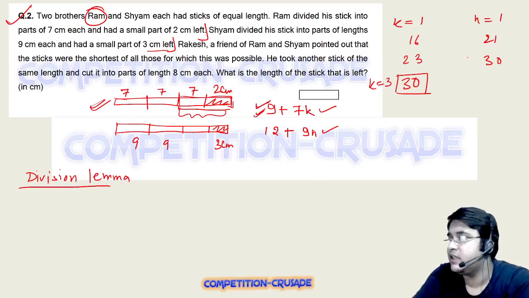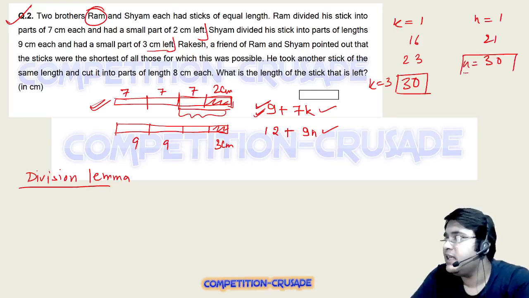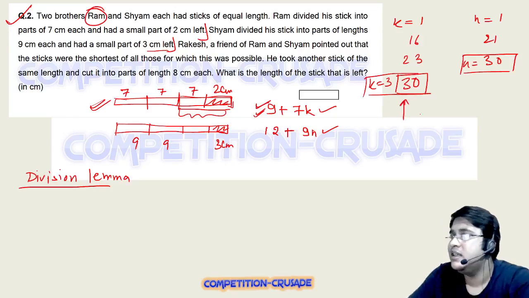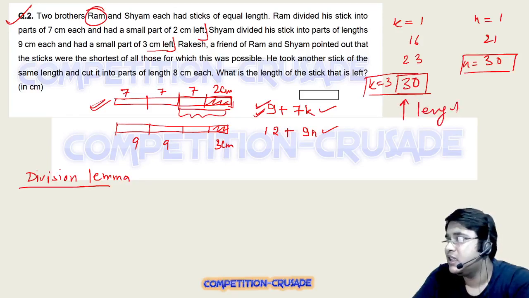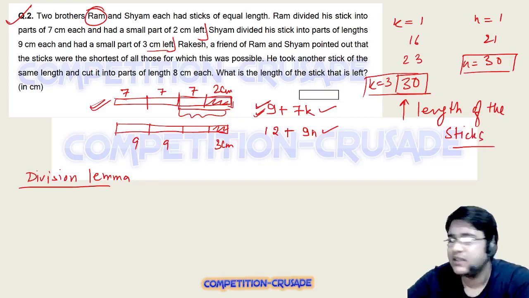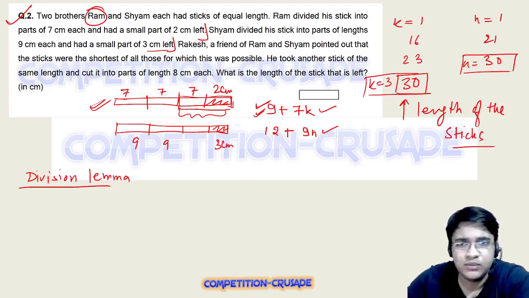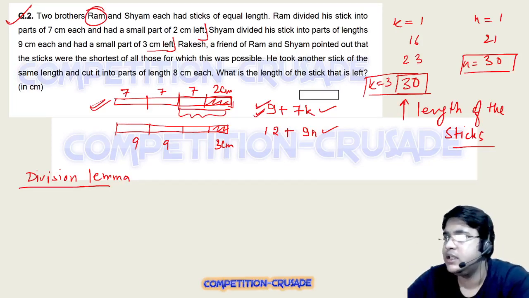I'll explain everything. What am I doing? Effectively, this n is equal to 30 and this k is equal to 30 represent what? This is the length of the sticks. I hope this makes sense. Now, if you read the question a little bit further, you will be able to understand this.